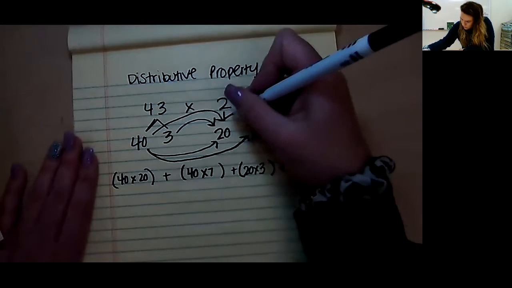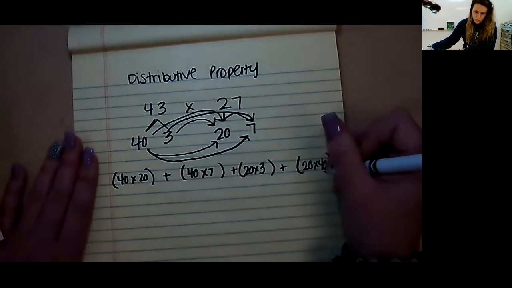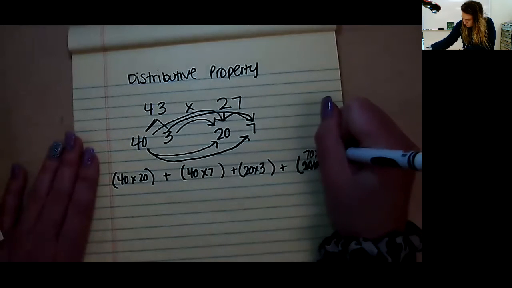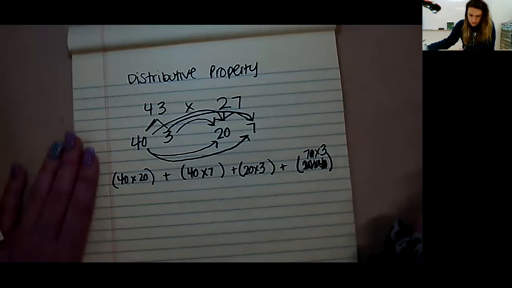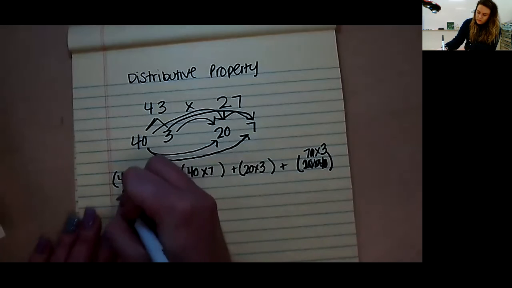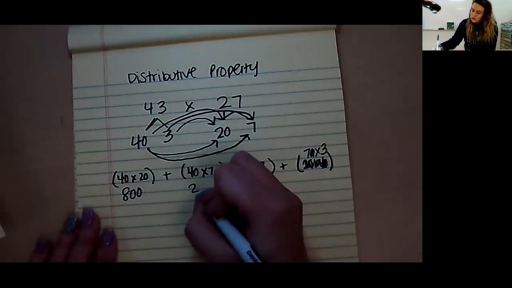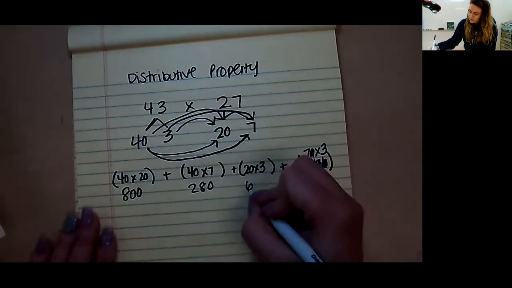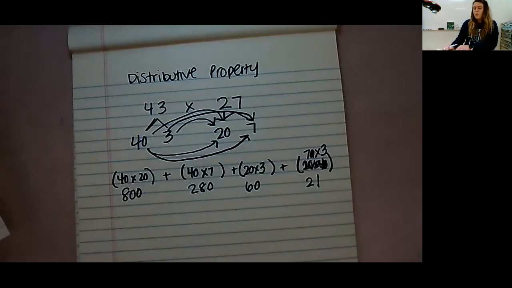Oh, I'm sorry, I went the wrong way. I'm actually going 7 times 3. Don't mean to put that 0 there. So 40 times 20 is going to give me 800. 40 times 7 is going to give me 280. 20 times 3 is going to give me 60. And 7 times 3 is going to give me 21.